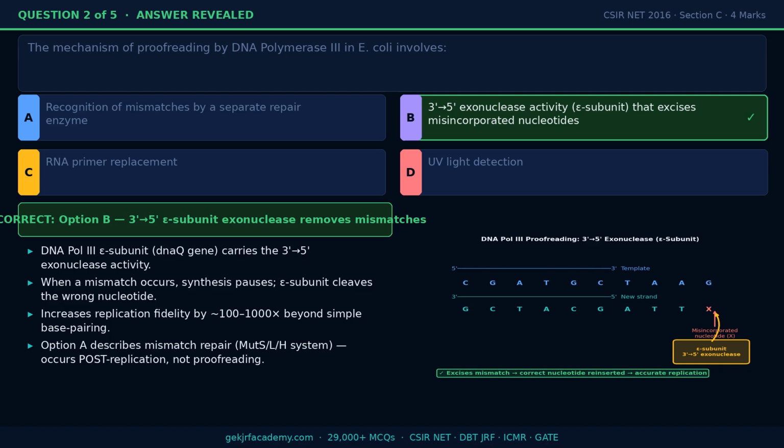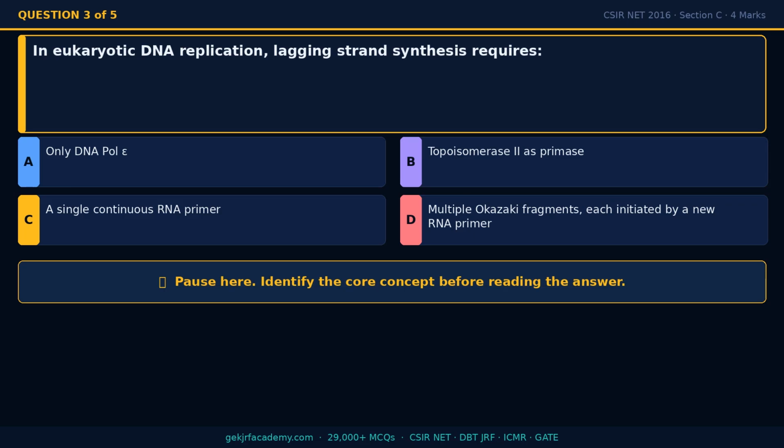Option C describes RNA primer replacement, the 5' to 3' exonuclease activity of DNA polymerase I, which removes RNA primers and fills the gaps. Option D has no basis in E. coli replication biology. Framework: proofreading equals 3' to 5' exonuclease equals epsilon subunit. Mismatch repair is post-replicative and uses MutS and MutL. Never confuse the two.